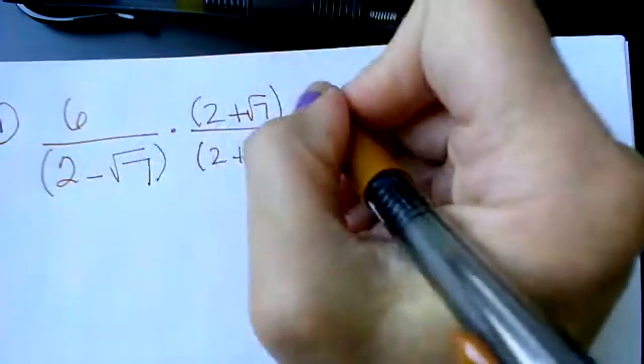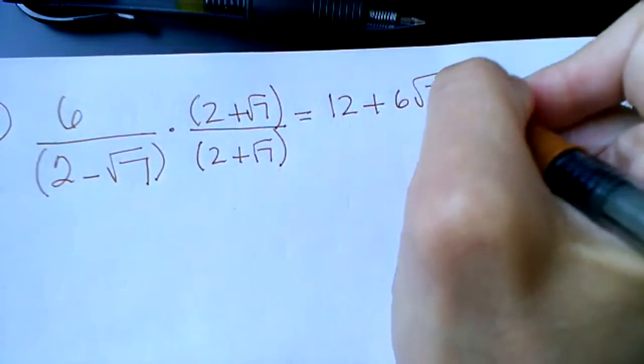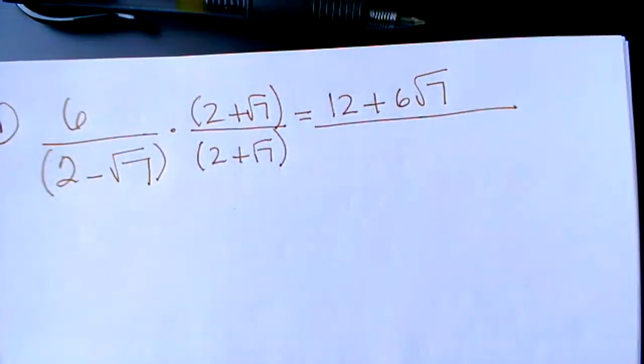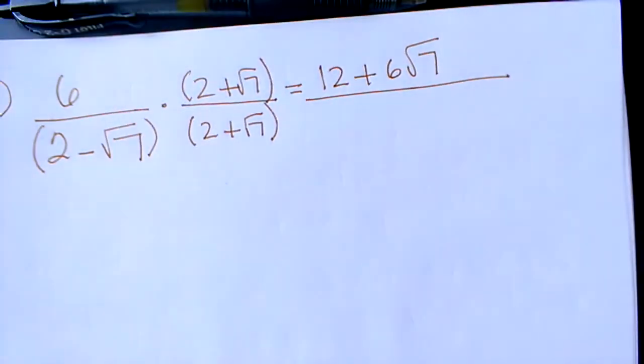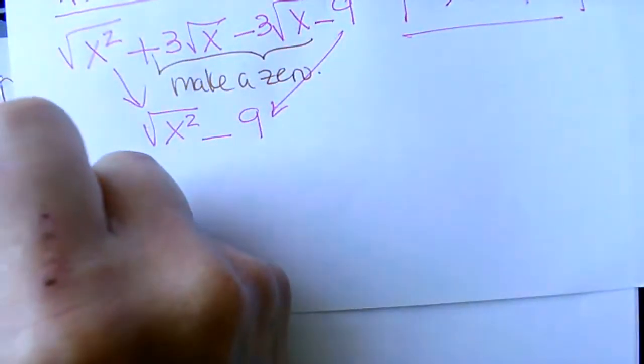So what do I get here? 12 plus 6 times the square root of 7. And on the bottom, you guys remember what we were doing before, the product of the sum and difference of two terms? I'm going to write it here again so we remember.